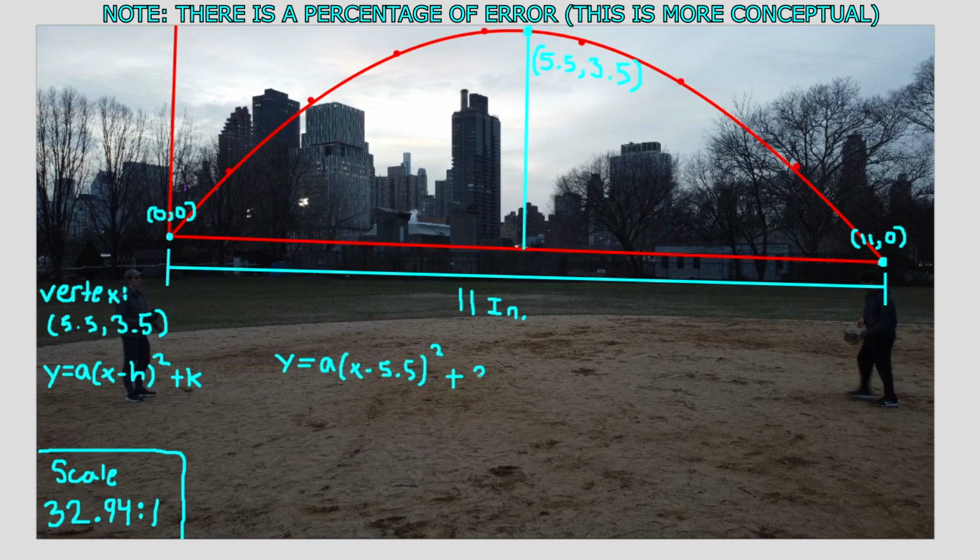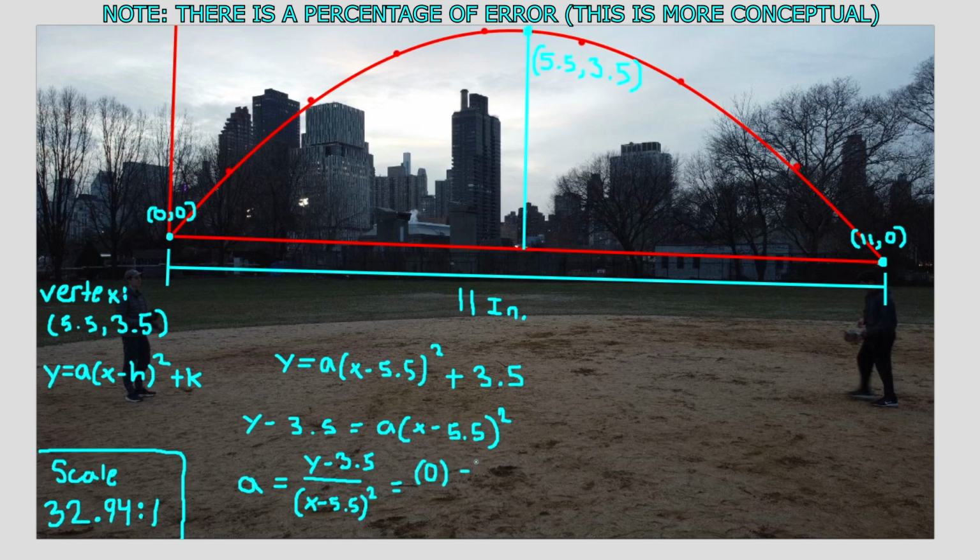We need to find the value of a. In this case, the easiest way to do this is using the origin, as this is just 0, 0. After we isolate for a, we can just plug in 0, 0 for y and x and find the value of a.